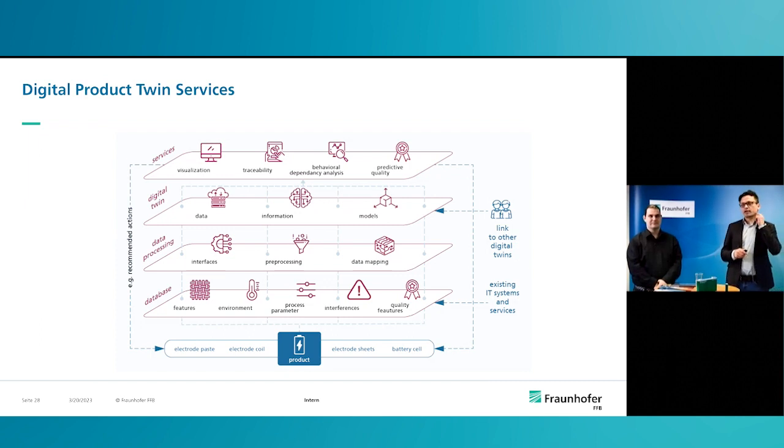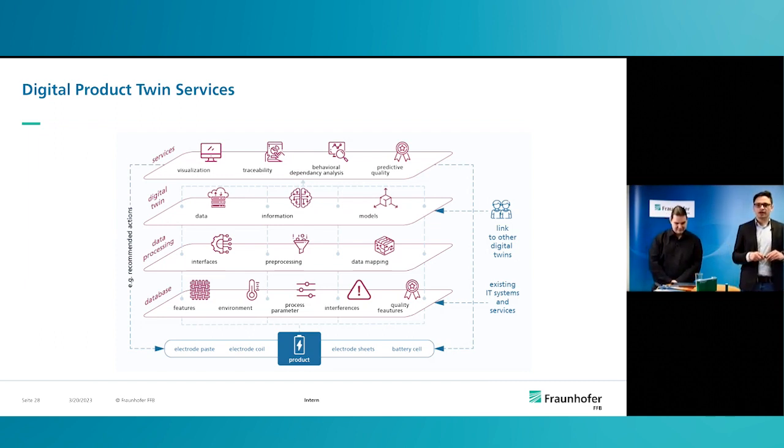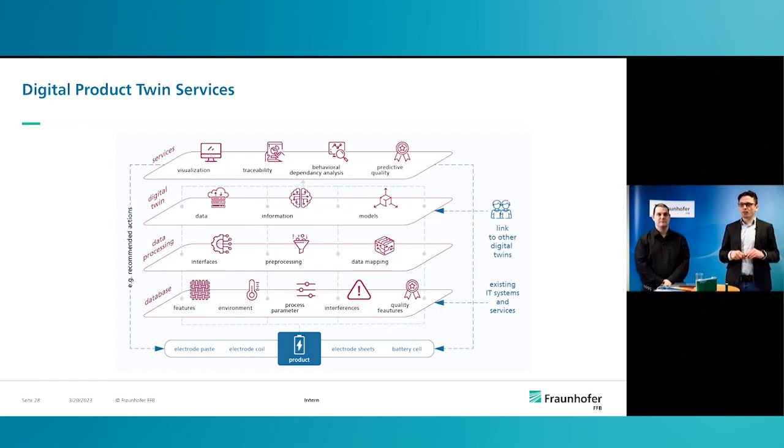So this is one thing that, if we take a look at digital twins for products from other domains, makes the battery cell production specifically challenging. Here it's just a simple database, and then you have all of the features, environments, process parameters, interferences, quality features, etc. available. But actually what happens in between the database and the physical world is very, very challenging. And it's a topic we've been working on now for 2-3 years.